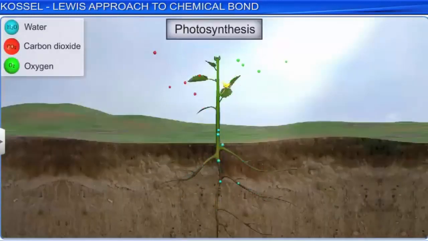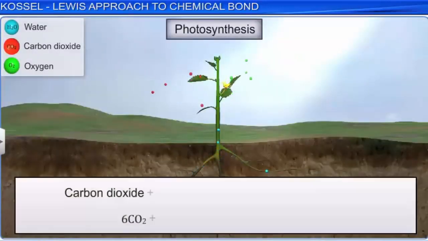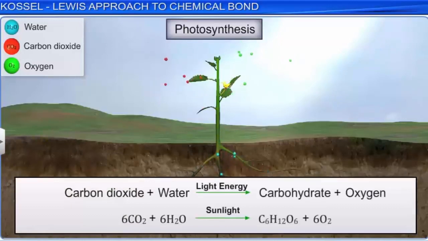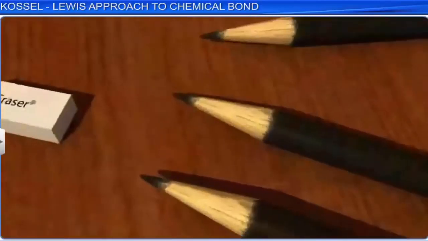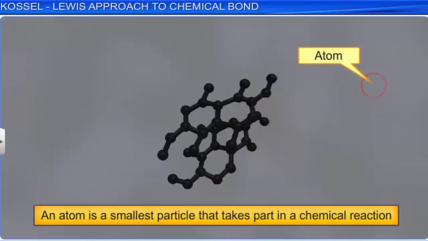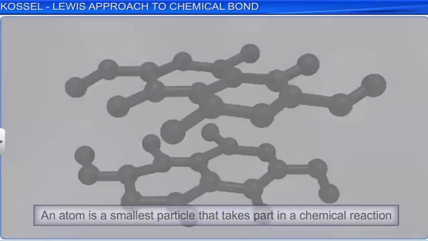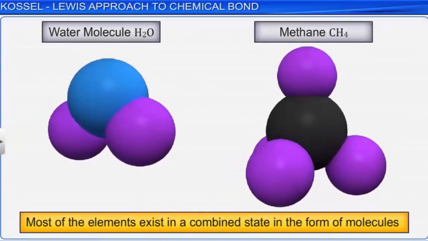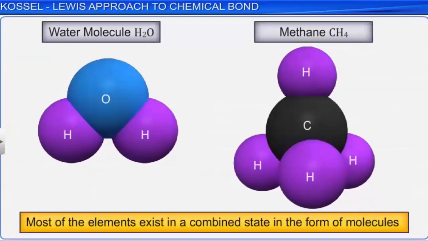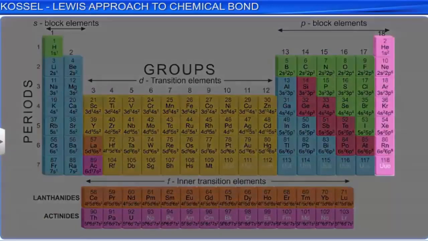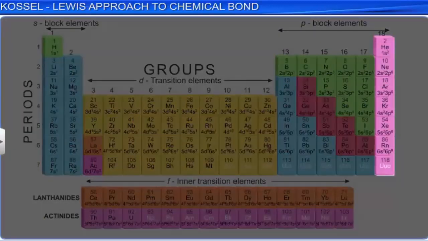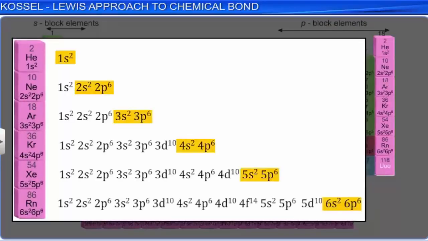We know that nature is associated with innumerable chemical reactions. It is a known fact that an atom is the smallest particle that takes part in a chemical reaction. Hence, most of the elements exist in a combined state in the form of molecules. The few elements which exist independently are noble gases. This is attributed to the stable electronic configuration and the minimum energy they possess.